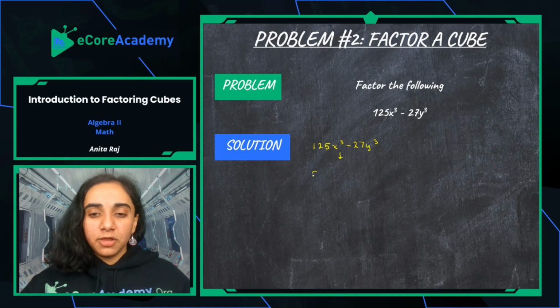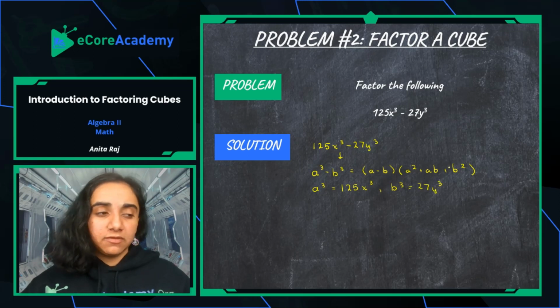So I'm going to write out my formula for that. a cubed minus b cubed equals a minus b times a squared plus ab plus b squared. Again, I memorized these, so you guys are going to have to do the same exact thing. Okay, so let's break down what I have so far in the problem. In our case, our a cubed term is equal to 125x cubed. That's what we've been given in our problem. And our b cubed term is equal to 27y cubed. That's, again, what's been given in the problem.